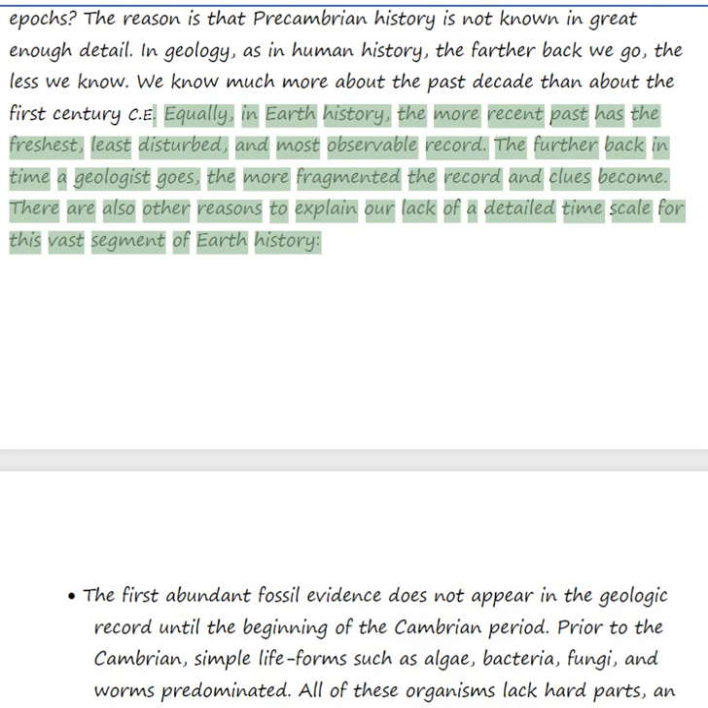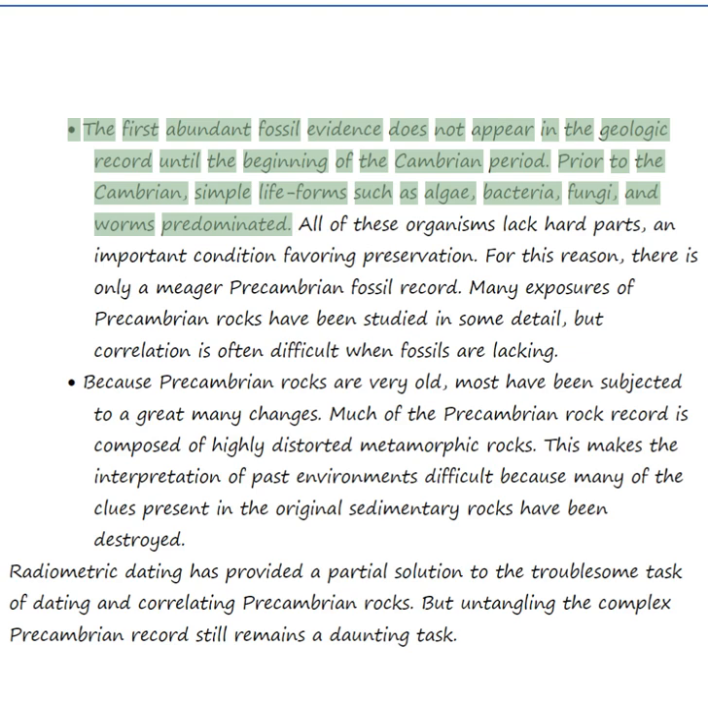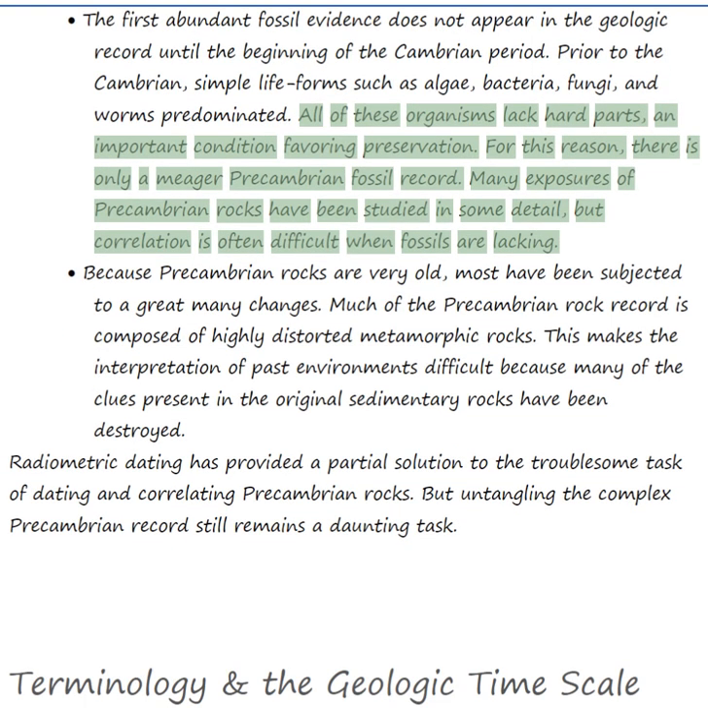There are also other reasons to explain our lack of a detailed time scale for this vast segment of Earth history. The first abundant fossil evidence does not appear in the geologic record until the beginning of the Cambrian period. Prior to the Cambrian, simple life forms such as algae, bacteria, fungi, and worms predominated. All of these organisms lack hard parts, an important condition favoring preservation. For this reason, there is only a meager Precambrian fossil record.